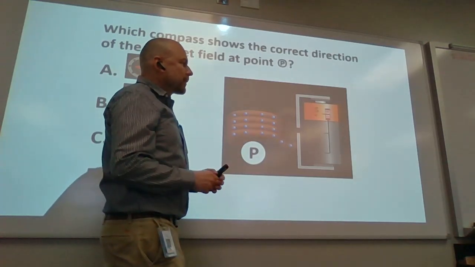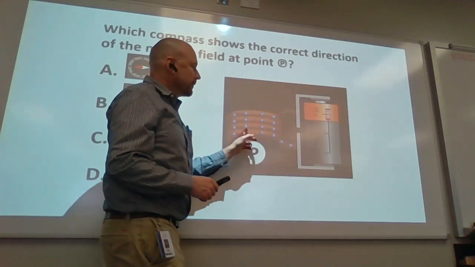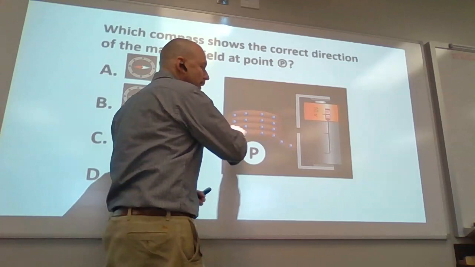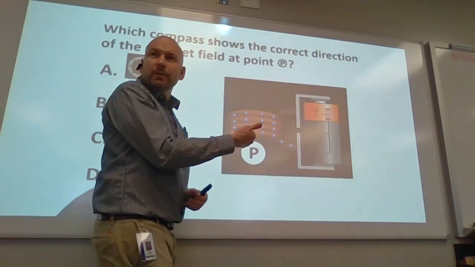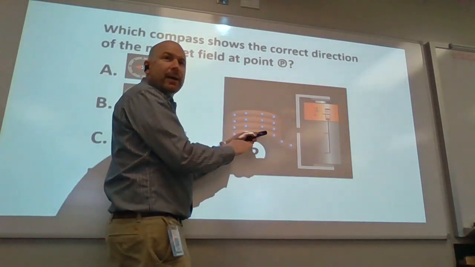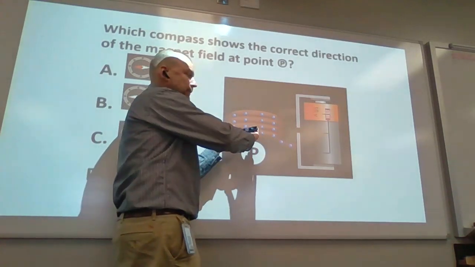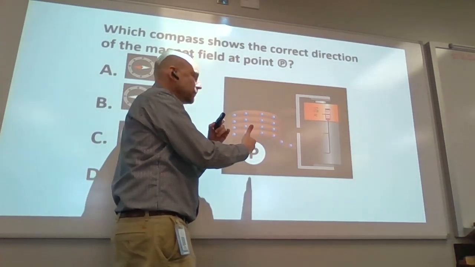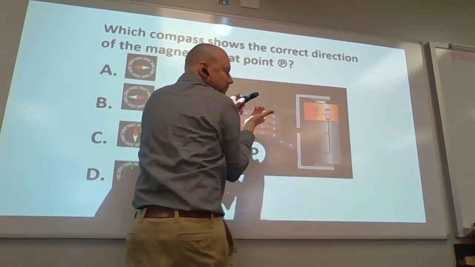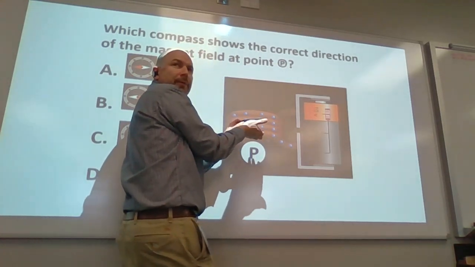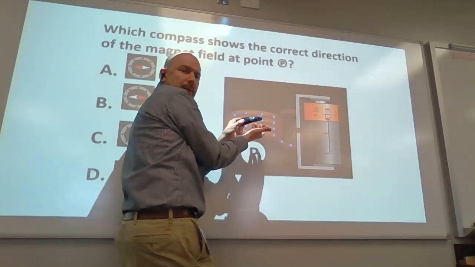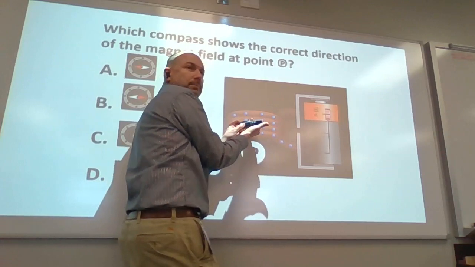Current goes out of positive into negative, so current is going to the right. I'm going to stick my thumb to the right. I'm going to try to grab this part of the wire because it's the closest part of the loop. I can't grab it like that. I have to grab it like this. So my fingers behind this are going up.